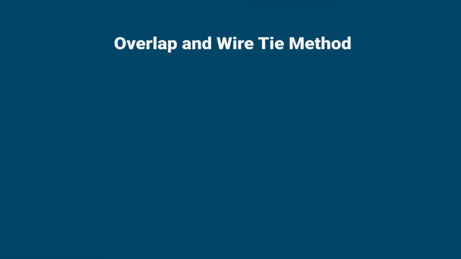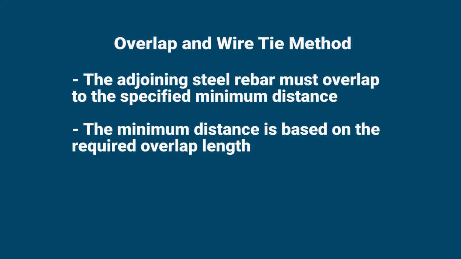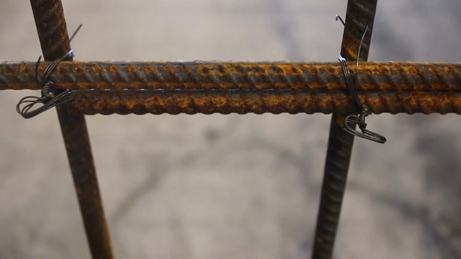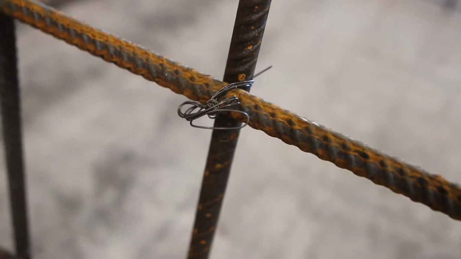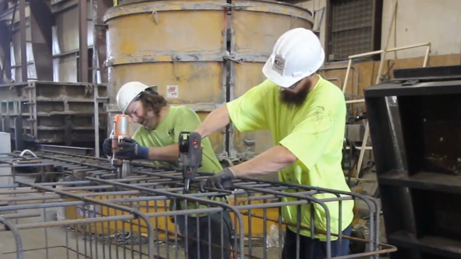There's wire tie and then there's weld tacking. For the overlap and wire tie method, the adjoining steel rebar must overlap to the specified minimum distance as illustrated in the shop drawings. The distance is based on the required overlap length that we discussed earlier. When the proper minimum overlap has been established, the rebar is then held together by twisting on the appropriate wire tie or using one of the gun-based rebar tying methods.